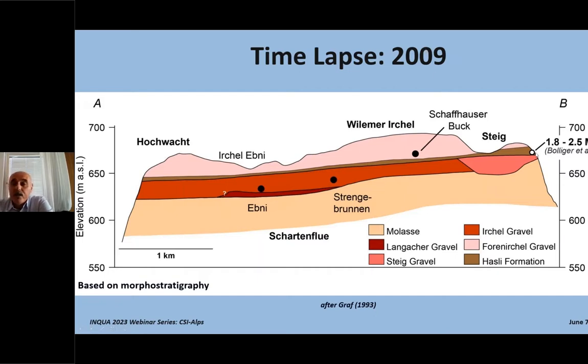In all these deposits, there is only one fossil found. These are mice mammal bones, which are attributed to the mammal Neogene zone 17, 2.5 to 1.8 million years. And it's here in this Hasli formation, which is attributed to a warm period. So you have morphostratigraphically 6 different units in this location.